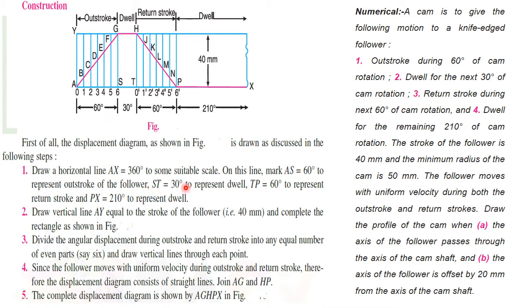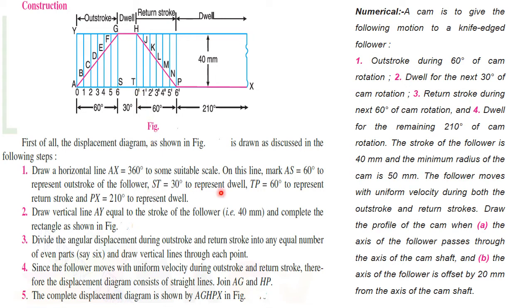After that, ST is 30 degrees. How to calculate the length of ST? We assume 360 is equal to the length of AX. Therefore, 30 degrees is equal to how much length? Then we mark S and T.